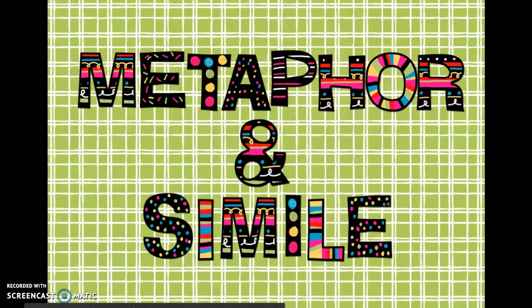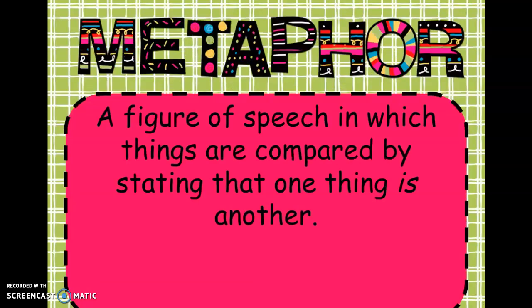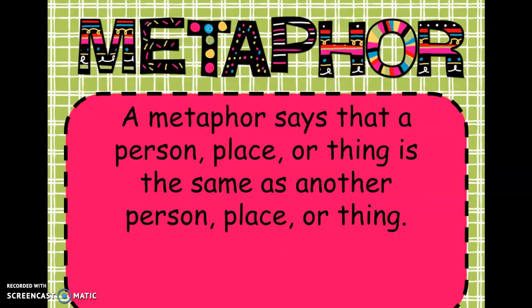My lesson for you guys today is going to be about metaphors and similes. We're going to go through a definition of what a metaphor is. A metaphor is a figure of speech in which things are compared by stating that one thing is another thing. So I'm pretty much saying one thing is the same as something else. To state this another way, a metaphor says that a person, place, or thing is the same as another person, place, or thing. And now we'll look at some examples.